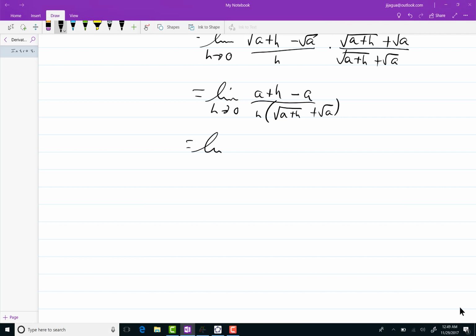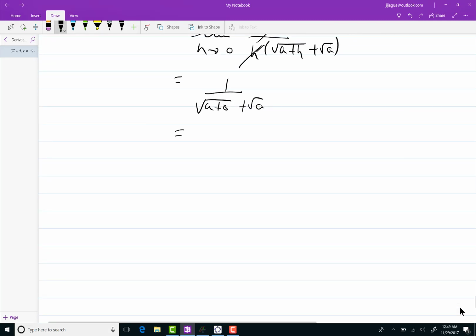This equals the limit as h goes to 0. The a's cancel and I have just h. In the bottom I have h times the square root of a plus h plus the square root of a. So these h's cancel out. And then I'm left with, I can now plug in h equal to 0. I'll get the square root of a plus 0 plus the square root of a. And you can see that I'm going to get 1 over 2 times the square root of a, just as before.